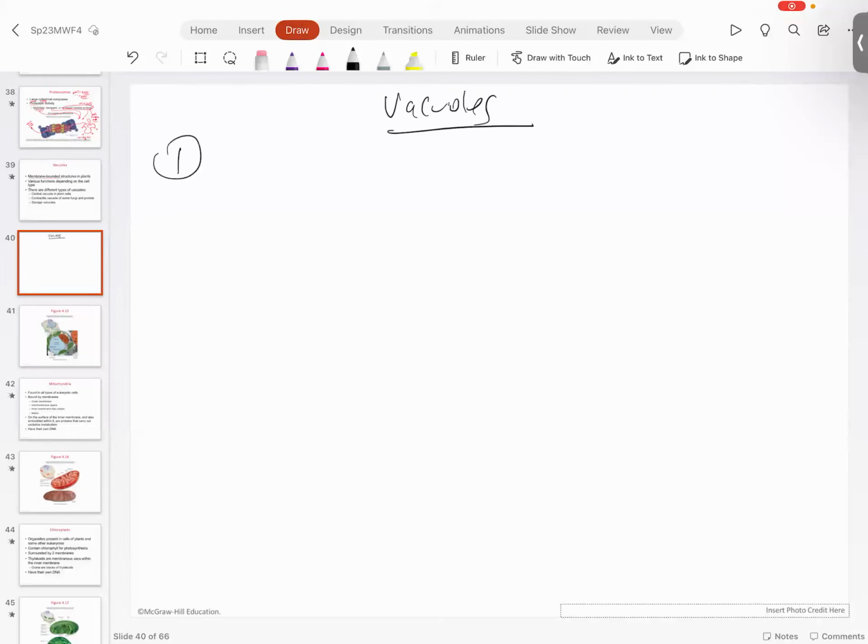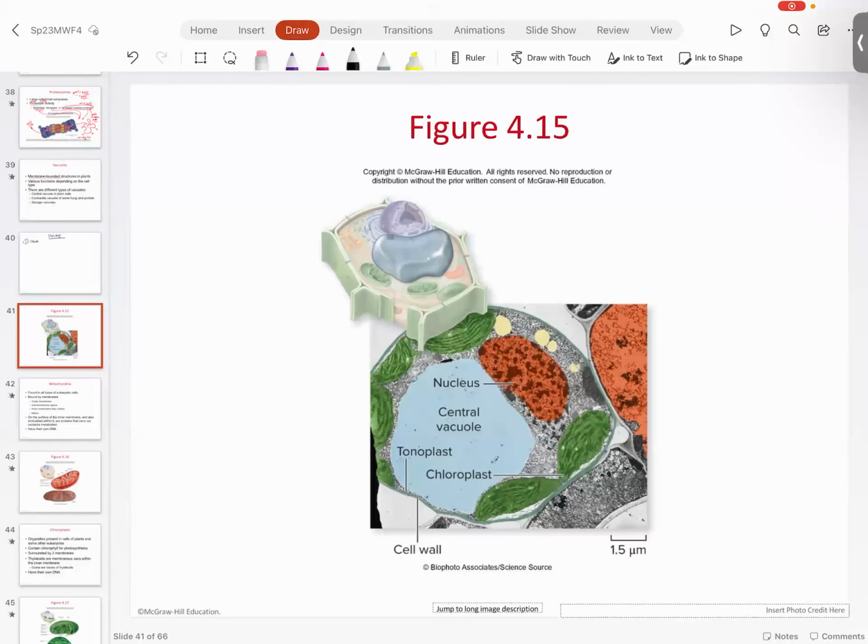There's three major types of vacuoles. We've already seen one. Actually, we've already seen kind of two a little bit, right? But we want to sort of lay them out here. First of all, there's the big central vacuole. That's this guy right here, right?